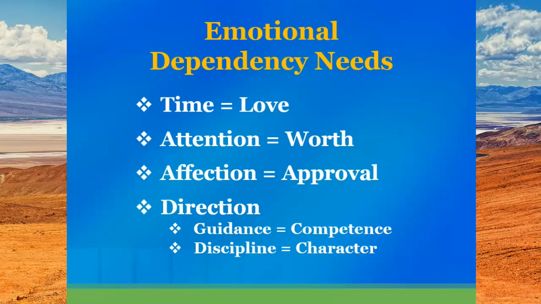Children hunger and thirst for these expressions of affection, for attention, for time, not necessarily quantity of time as much as quality of time, where all the other needs are being met as well. If a child doesn't get enough attention, they become attention-seeking. If they don't get enough affection, they become approval-seeking. Not because they want these things, but because they need these things.